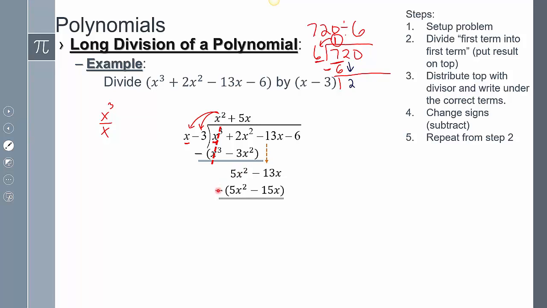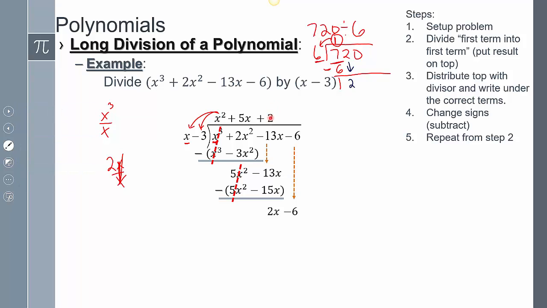So 5x squared minus 5x squared is 0. Then negative 13x, negative and negative is a positive. So negative 13x plus 15x gives me 2x. And then bring down the minus 6. Once again, x goes into 2x, so this is 2x over x. So I need to write that out. So 2x over x, the x's cancel out, and so I'm left with 2.